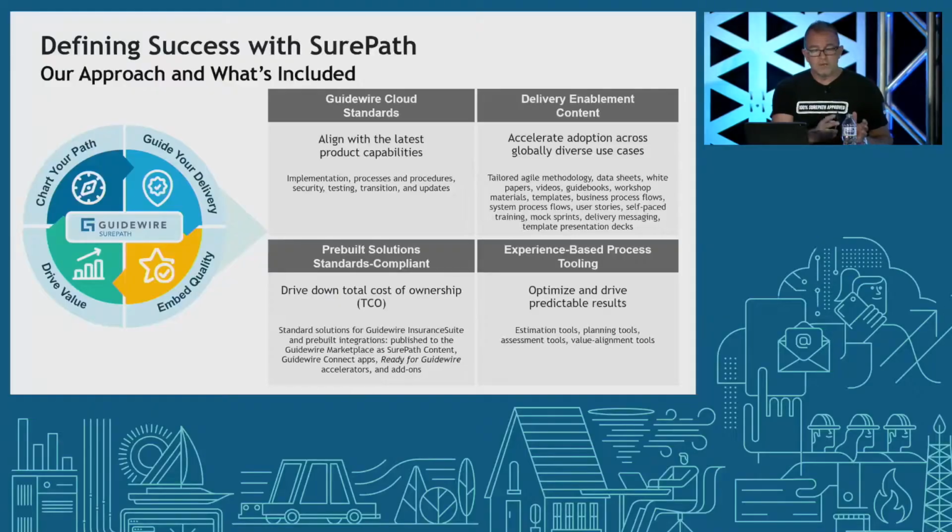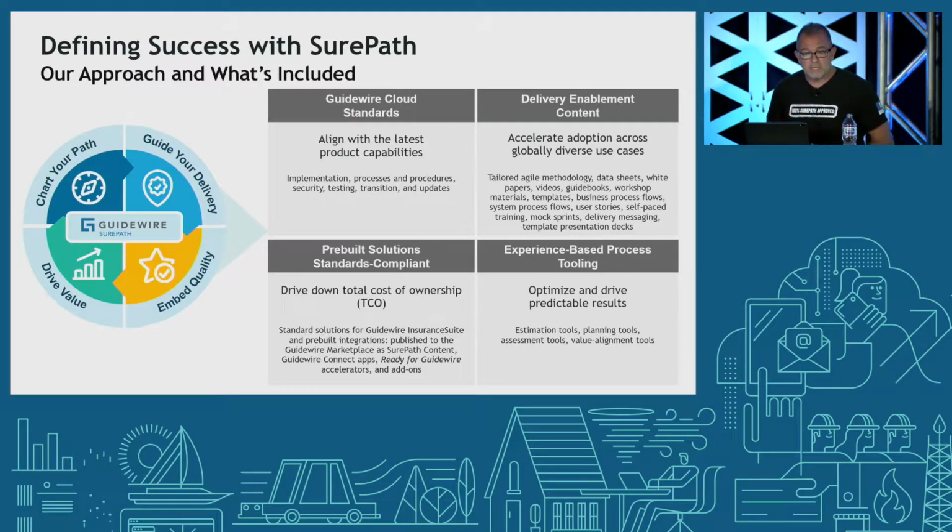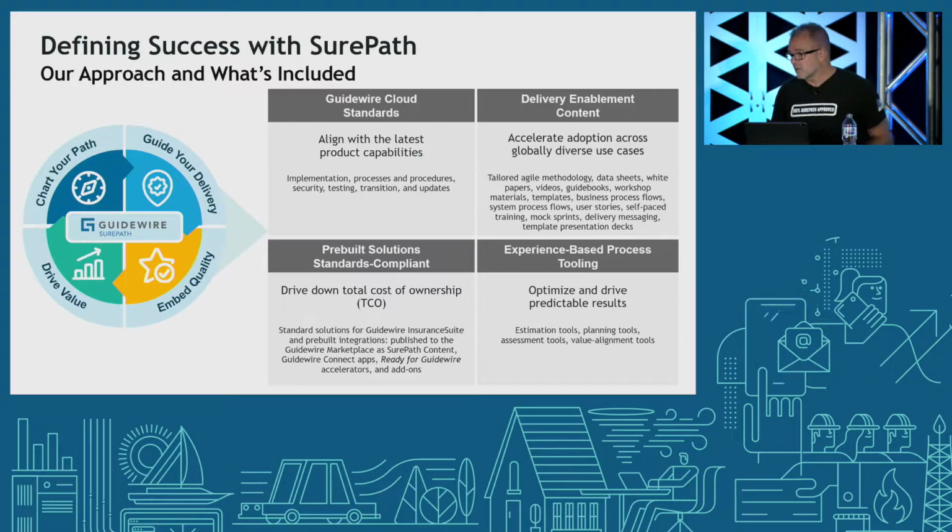But SurePath is more than just the approach and the methodology. It's also about the artifacts that enable you to execute on that approach, right? So on the right side then, those four squares, I guess they're squares, actually show the different artifacts that we consider to be included as a part of SurePath, that the investments that we make here are actually delivering. So one of them is the Guidewire Cloud standards that are published now as a part of product documentation.